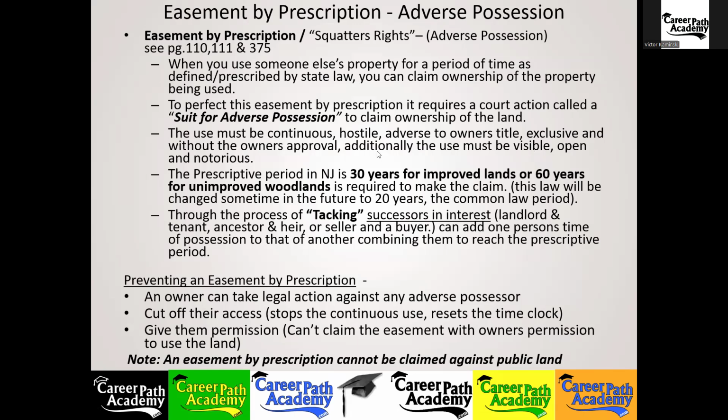And if you've been using somebody's property for the amount of time prescribed by law, which varies from state to state, you can take them to court to perfect the claim of an easement by prescription. An easement by prescription is not automatic, where you become the owner of that land simply because you've been using it.